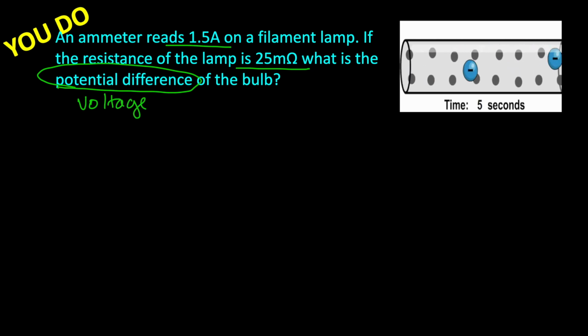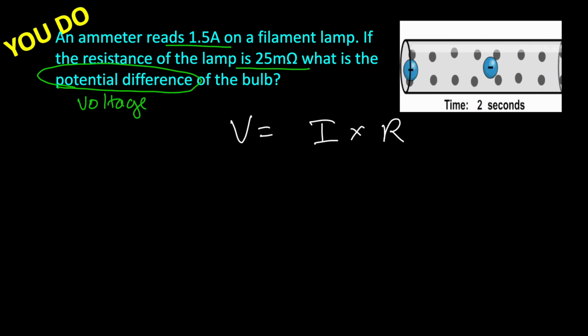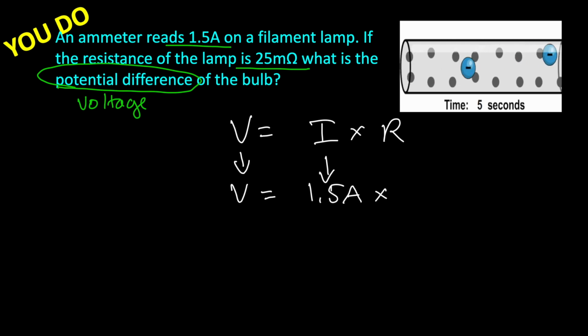So our first step is to write our equation. V equals I times R. Remember, voltage equals current times resistance. Our voltage value is unknown, so we'll leave that as V. Our current value is 1.5 amps, and our resistance value is 25 milliohms.